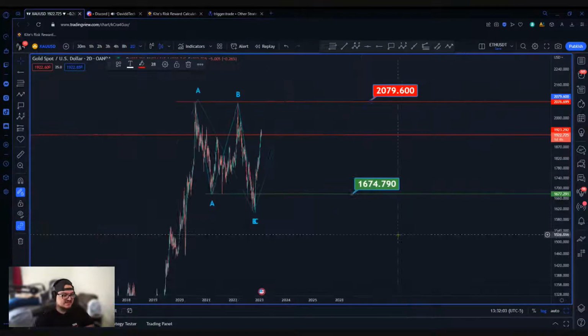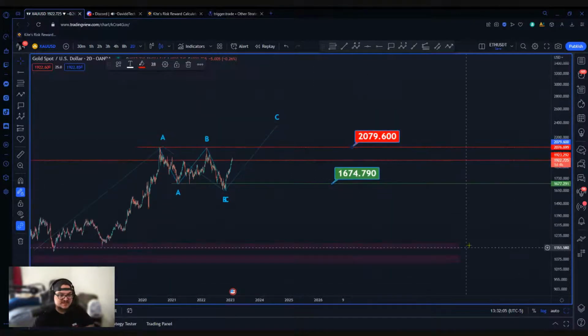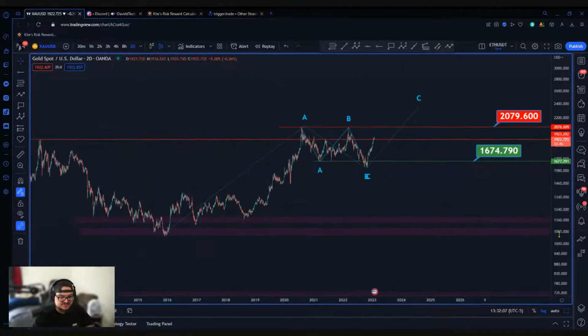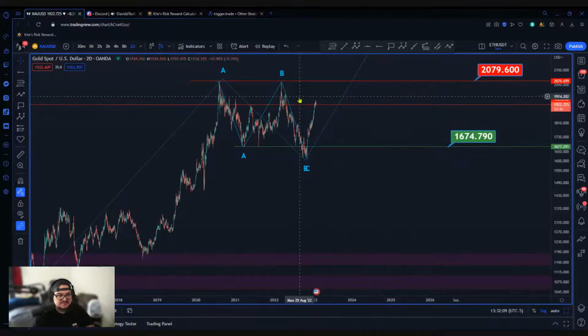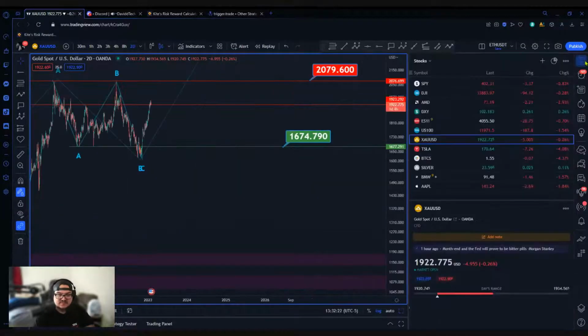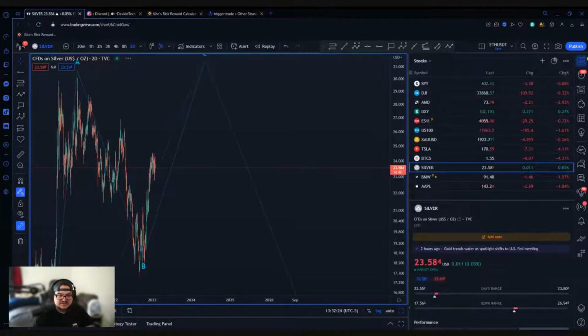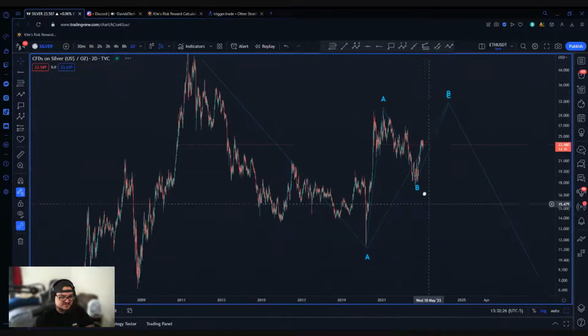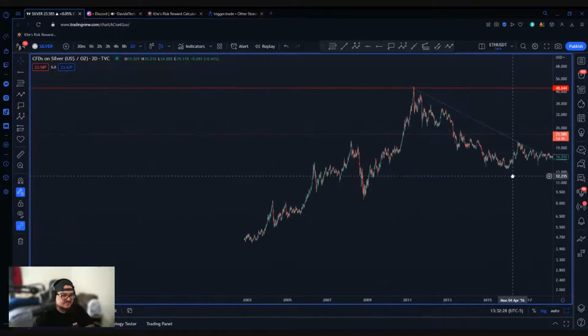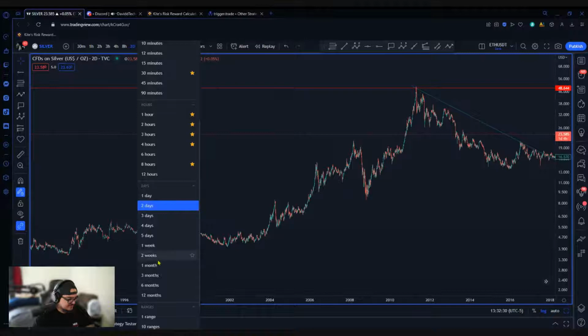If that is the case, we can go ahead and look at a much larger bearish reversal setup. But as of now, we're in the middle of this area here. So because of the bullishness of this ABC, I am ultimately looking for higher, but it doesn't necessarily have to happen. Those are the main levels to keep an eye on. Let's do silver quick. Silver, pretty much the same scenario.